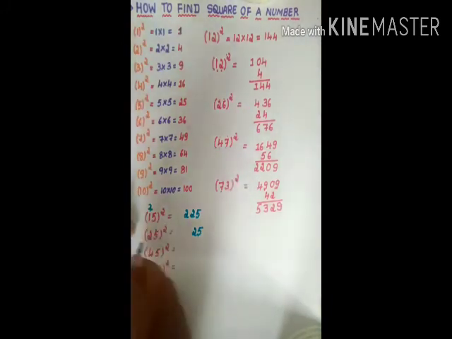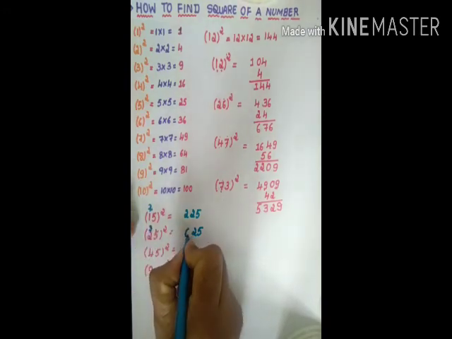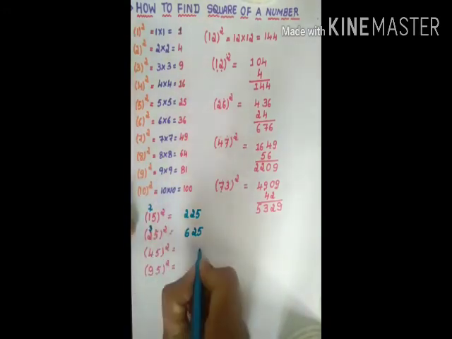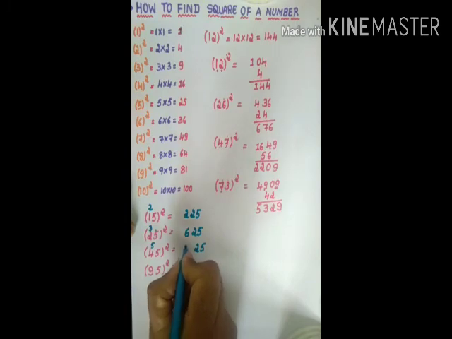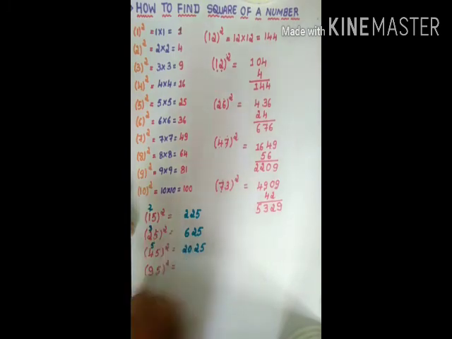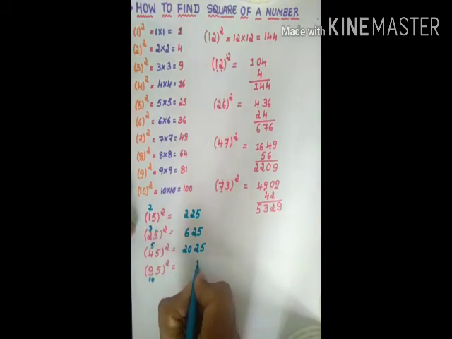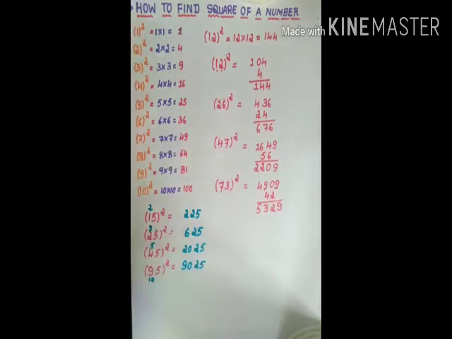So first you write 25. 2 after 3 you write. 2 3s are 6. Here again 25. 4 after 5. 4 5s are 20. Again 9 after 10. 25 as it is you write. 9 10s are 90. This is another technique.